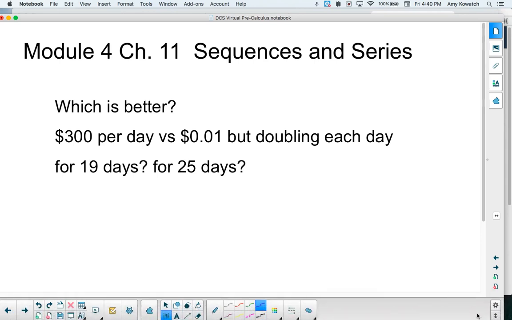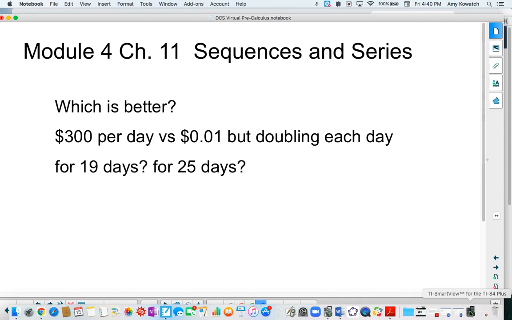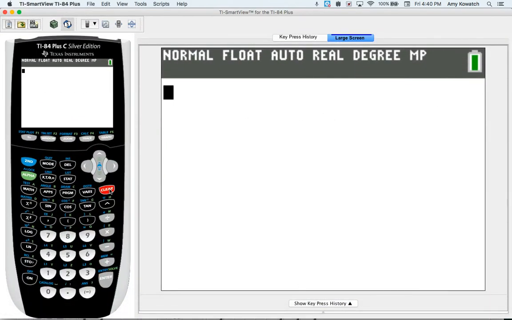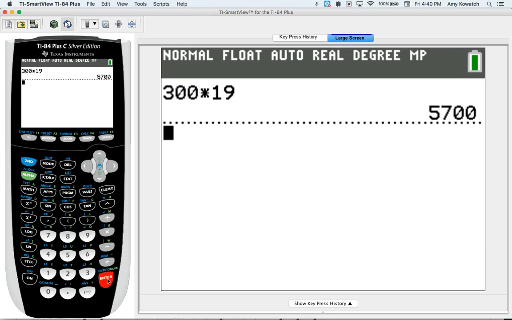So both of these are examples of series, and series are when you add up the terms in a sequence. So a sequence is separated by commas, and a series is separated by pluses. So instead of me adding $300 plus $300 plus $300, I know that I have 19 days. So if I chose that option, by the end of 19 days, I would have $5,700.